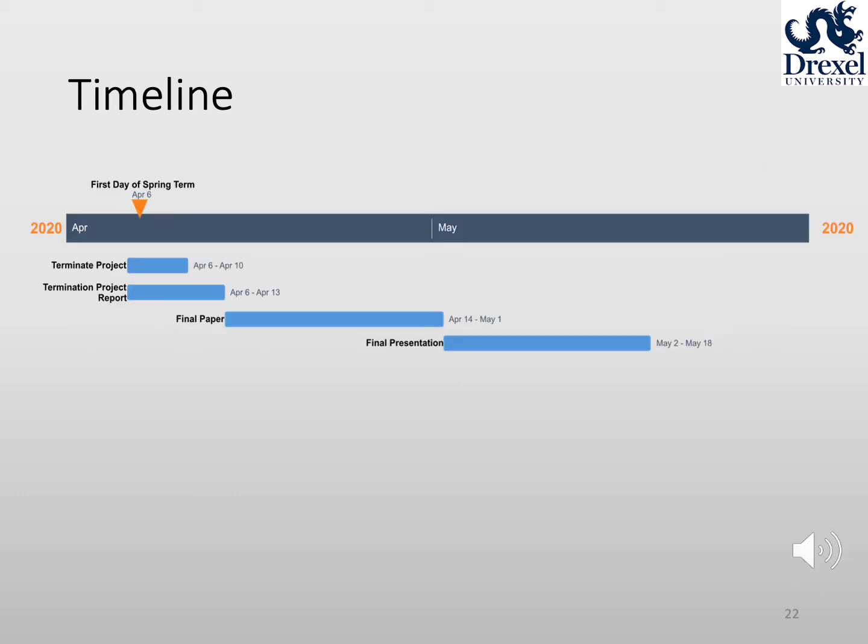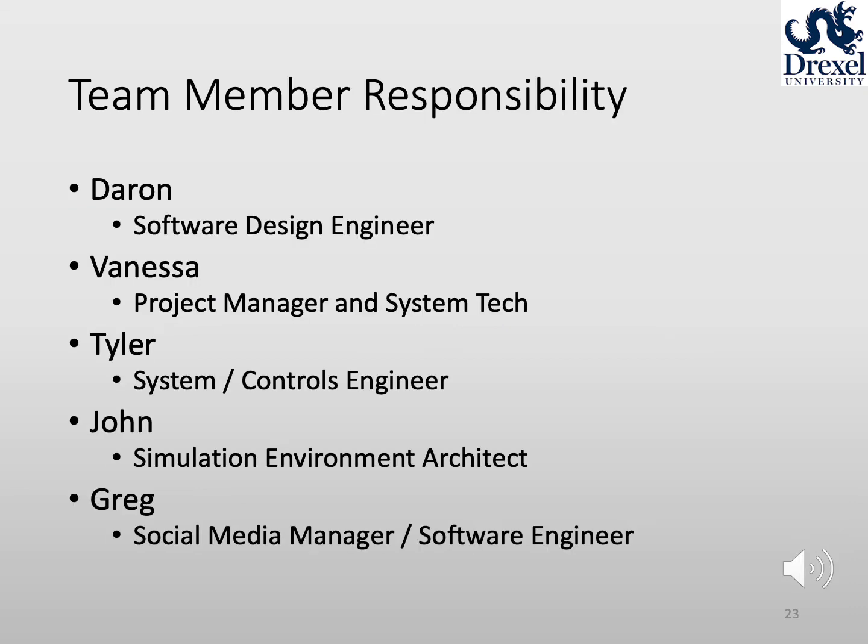Here is the final updated timeline for spring term. As mentioned earlier, with the change of scope, the spring term was cut short, so all that could be done was the papers and the online presentation. Here is the team member responsibility. Each person contributed to the overall success of the project.